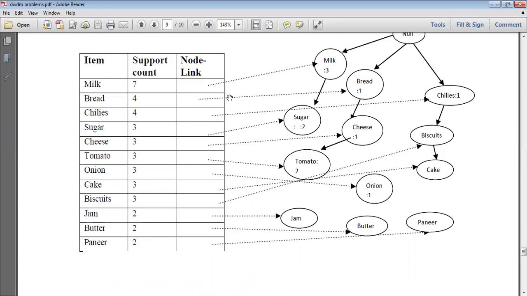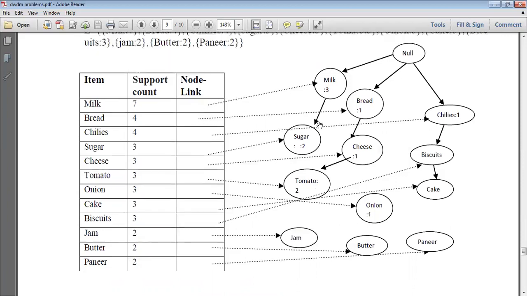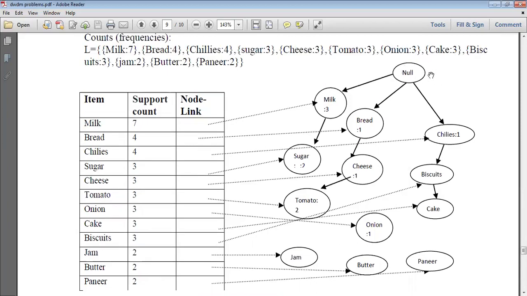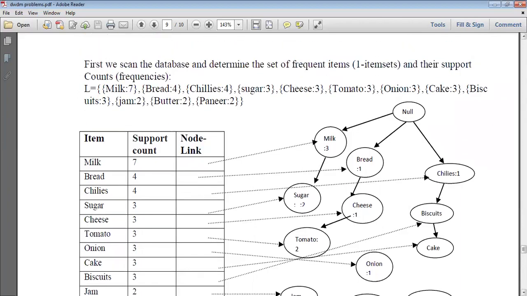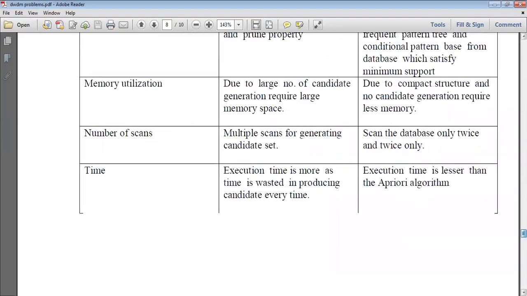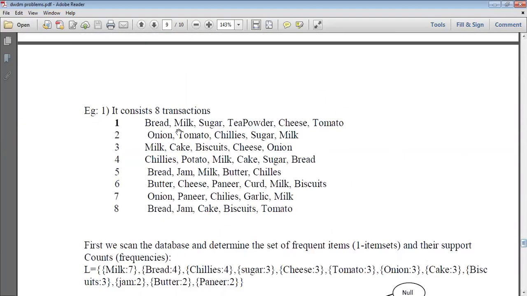Now you have to consider the tree. First you take one root node, which is the null node. From the null node, we consider its support count is 7. So each transaction you have to consider. Only a few steps you have to complete. Here we have the first transaction to consider.